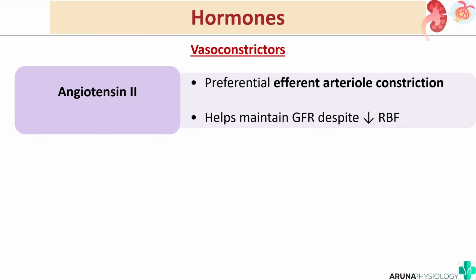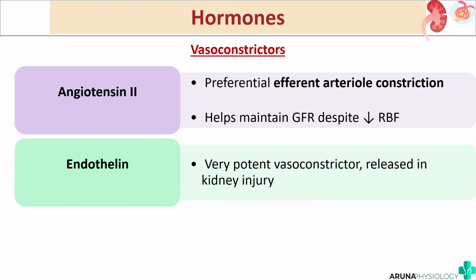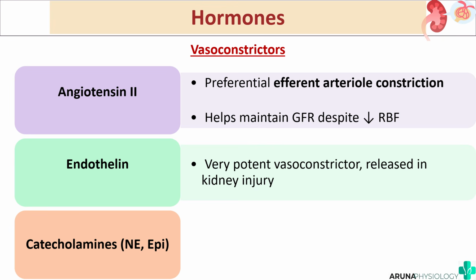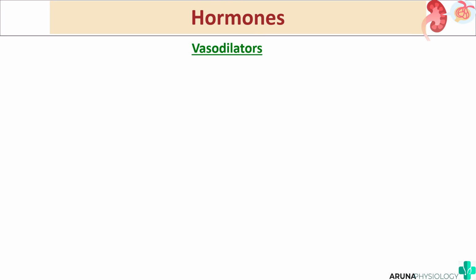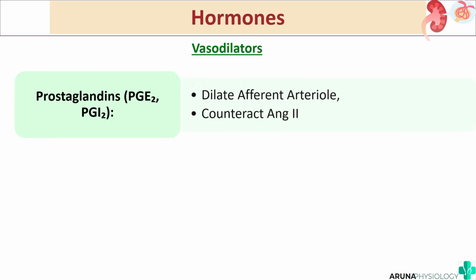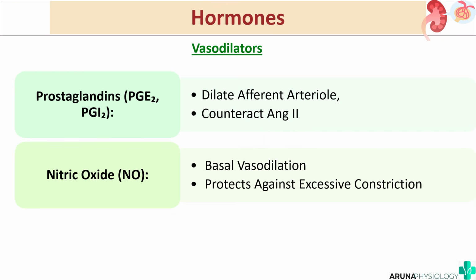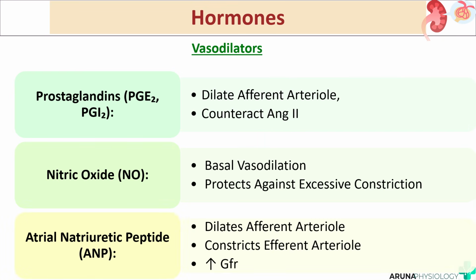Then there are hormones like endothelin, which are especially released during kidney injury, which is a very potent vasoconstrictor. And finally, catecholamines like norepinephrine and epinephrine, which are usually released during sympathetic stimulation. Then there are other hormones which are vasodilators like prostaglandins, which dilate the afferent arteriole and counteract the effect of angiotensin 2. Nitric oxide, which again is a vasodilator which protects against excessive constriction, and atrial natriuretic peptide, which dilates the afferent arteriole and constricts the efferent arteriole and thereby increases GFR.